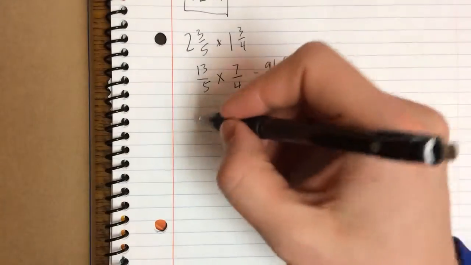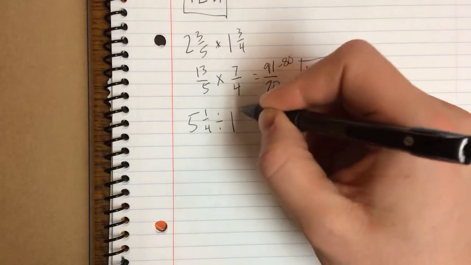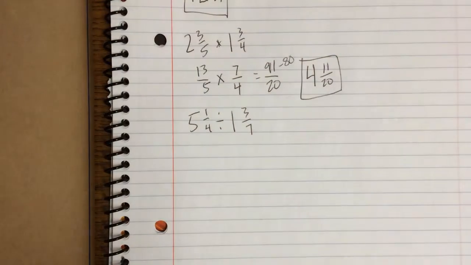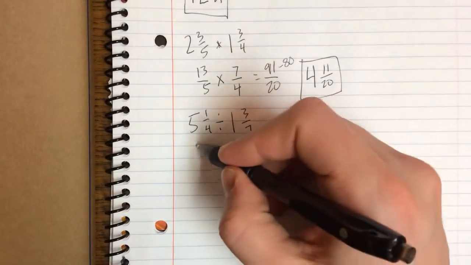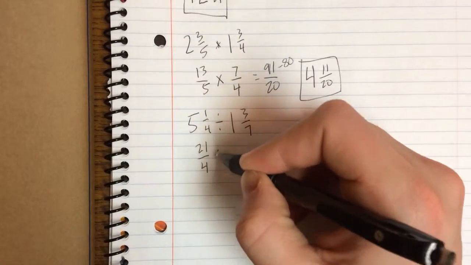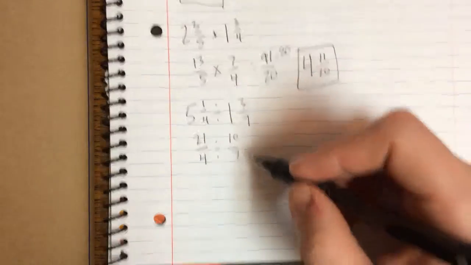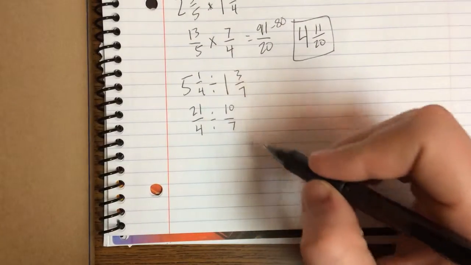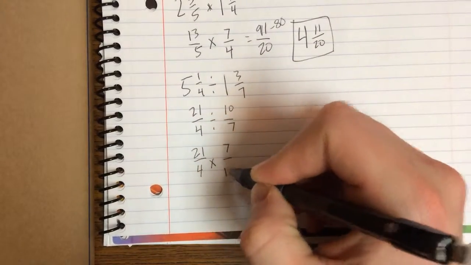Finally, number 10, 5 1/4 divided by 1 3/7. Again, I need to rewrite these as improper fractions to divide. 5 times 4 plus 1 is 21/4. Divided by 1 times 7 plus 3 is 10/7. I need to rewrite that as multiplying by the reciprocal, so that becomes 21/4 times 7 over 10.